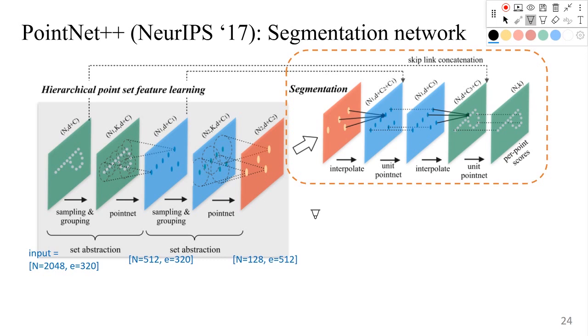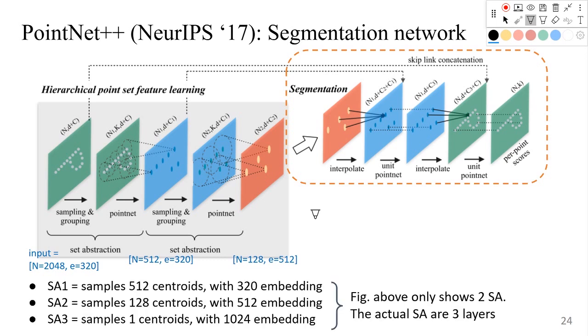Then for the semantic segmentation network, the target is that we have to obtain the number of original points. Let's say the original number of points is 2048 here. We also want the end of this network to have the exact same number, with an embedding dimension of k, where k is the number of classes. So we want to classify which class every point belongs to.